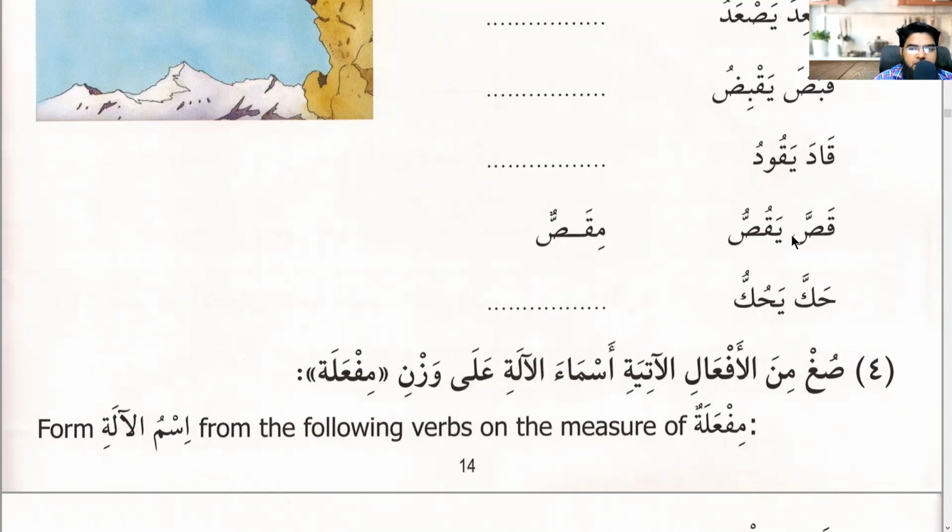Qassa yaqussu is to cut, like hajja yahujju. So the instrument with which you cut, miqassun, miqassun. And hakka yahukku is to scratch. Hakka is to scratch. And mihakkun, mihakkun is the instrument to scratch, I guess. He says mihakkun is a touchstone which you use for gold and so on. The touchstone, mihak. Because you take the gold and rub it and see whether the gold is correct or not. You scratch it, like mihak, a touchstone, a yardstick.